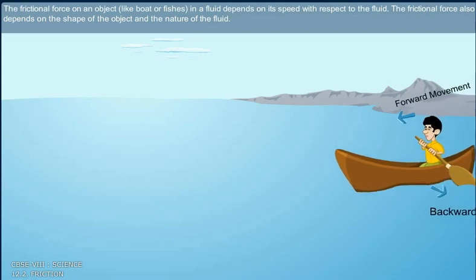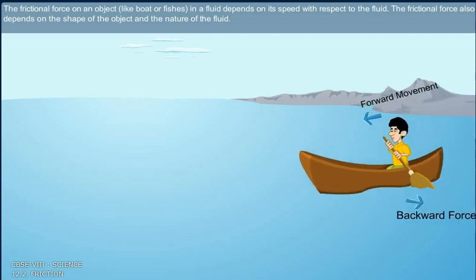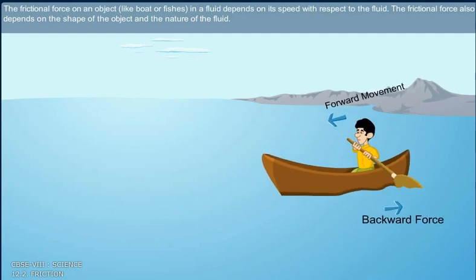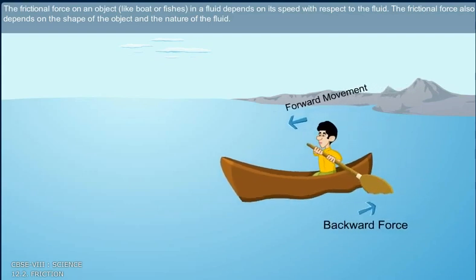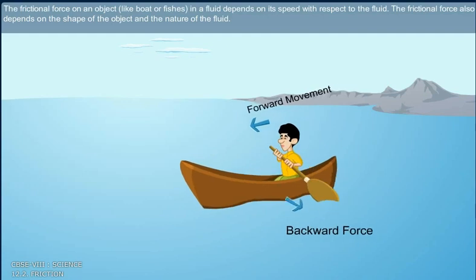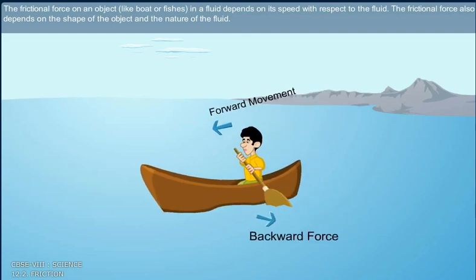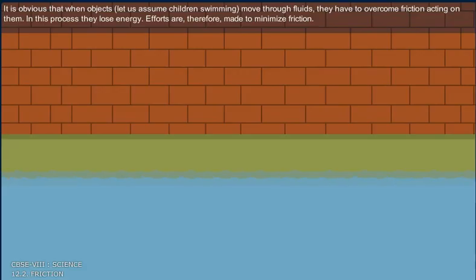The frictional force on an object like a boat or fishes in a fluid depends on its speed with respect to the fluid. The frictional force also depends on the shape of the object and the nature of the fluid. It is obvious that when objects, let us assume children swimming, move through fluids, they have to overcome friction acting on them. In this process, they lose energy. Efforts are therefore made to minimize friction.